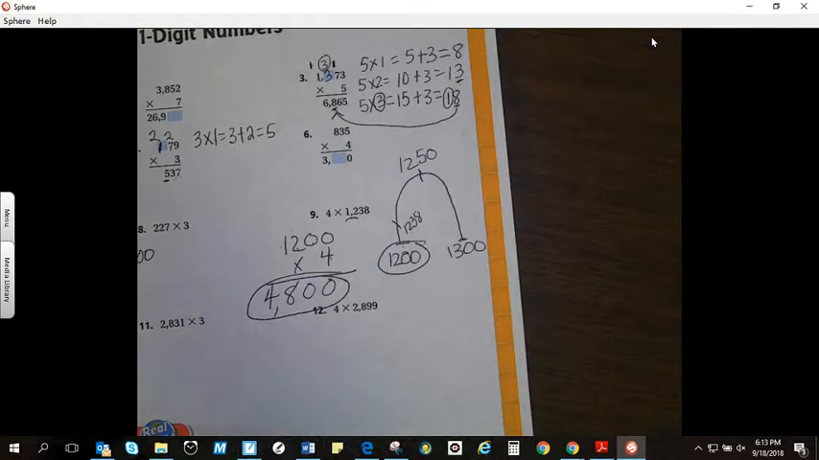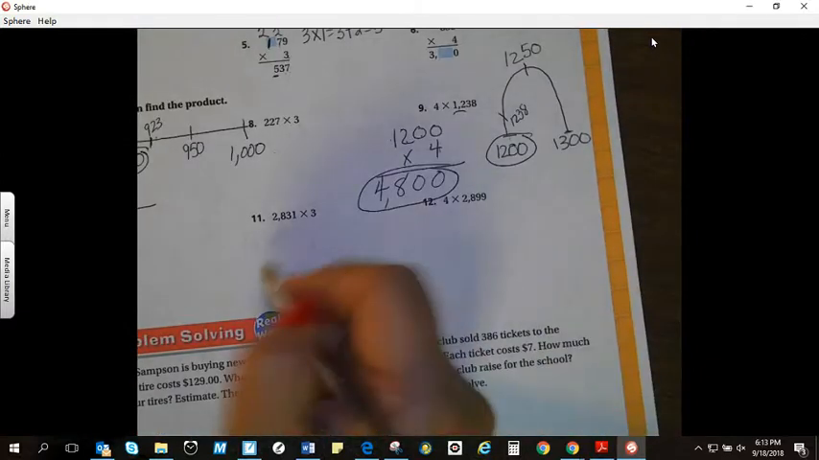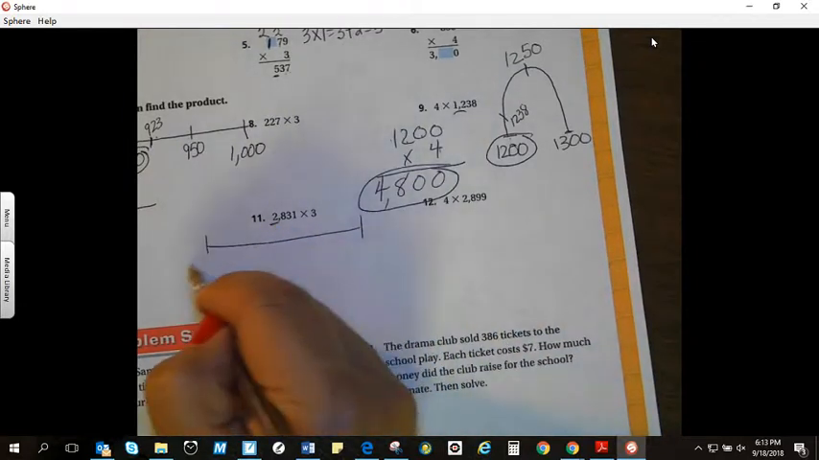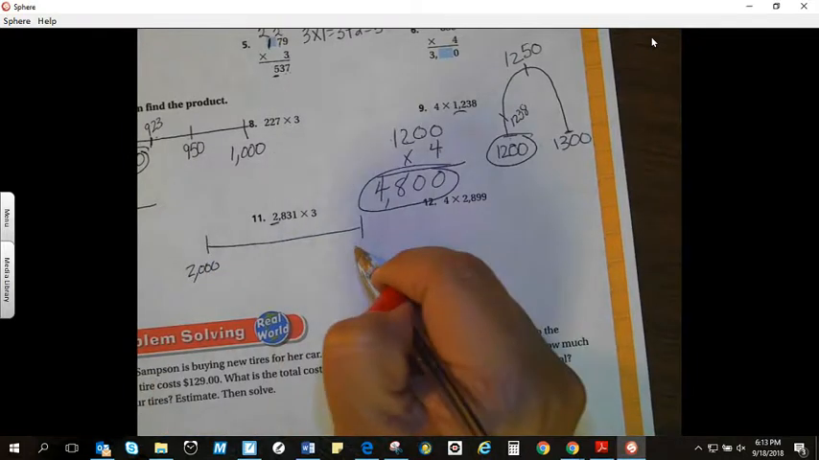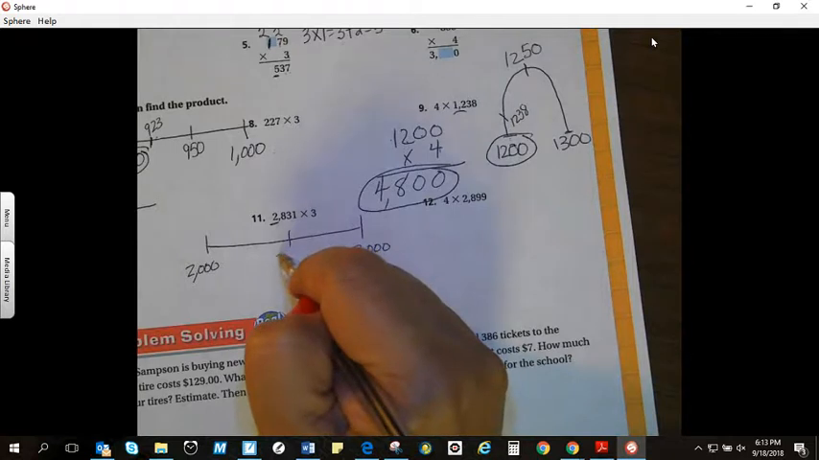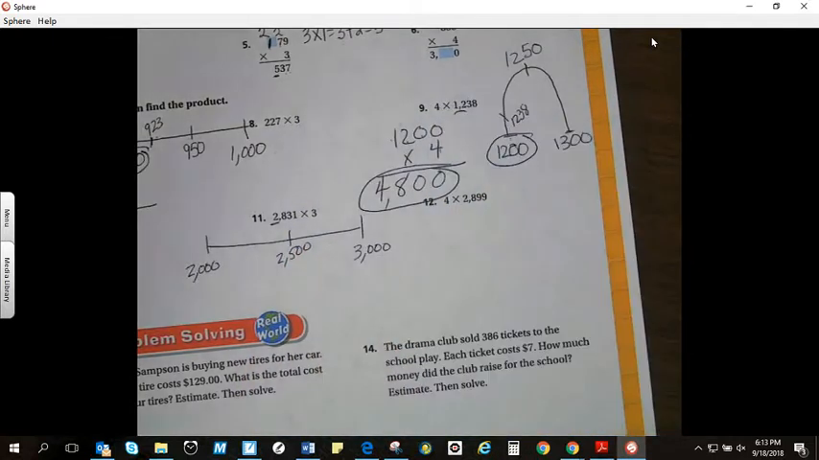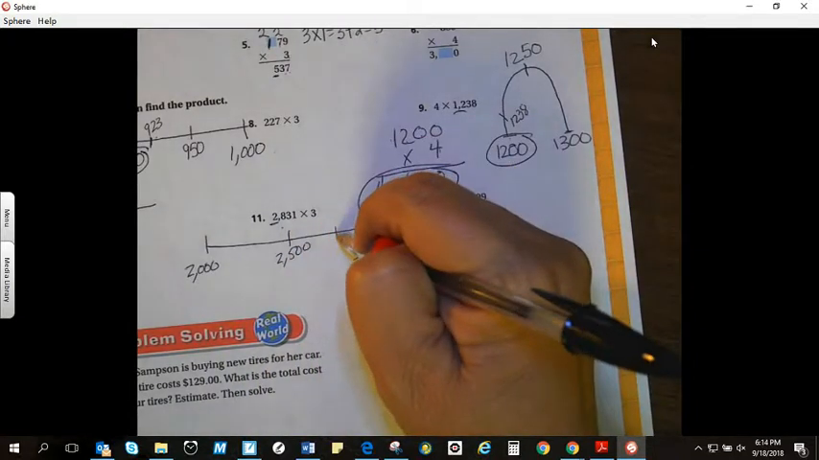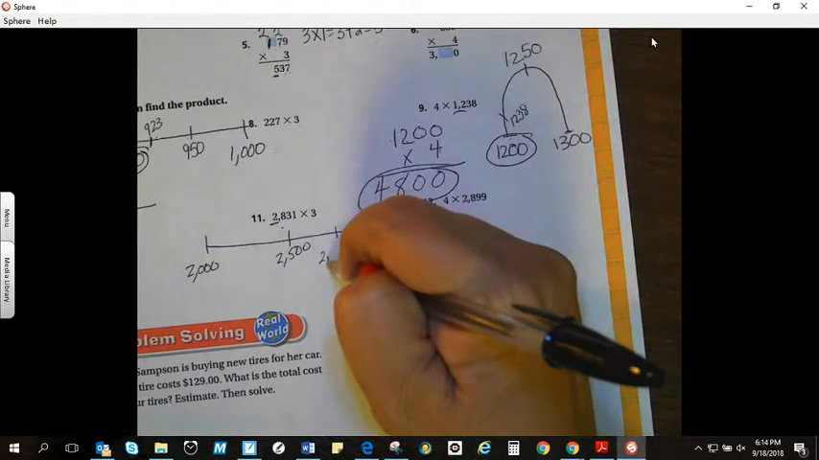Let's do number 11. Put this one on a number line. This is at 2,000. The next whole number is 3,000. In the middle is my halfway mark, so it's 2,500. Now, where would I put 2,831? Is this greater than or less than 2,500? Greater than, right? So I'm going to put it about here, and that is 2,831.